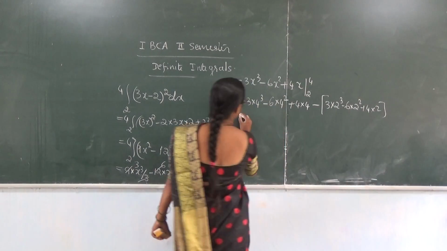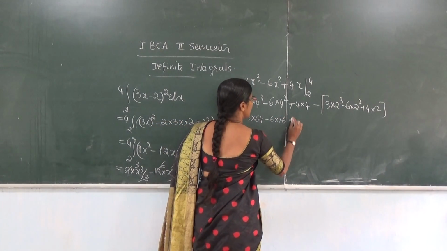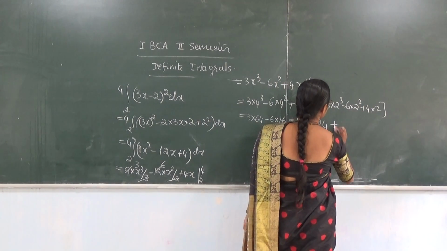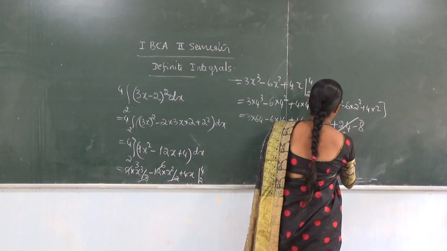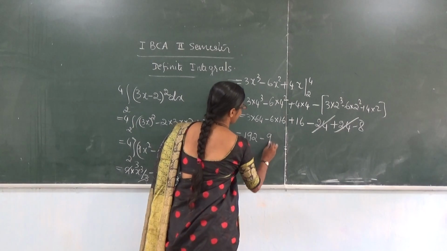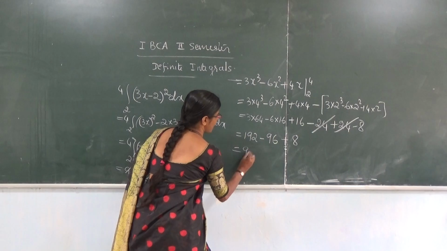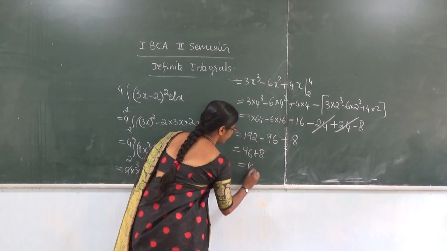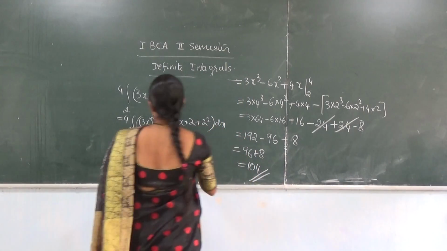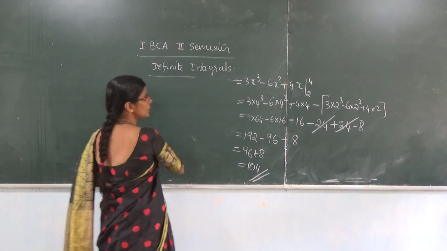So 3 into 64 minus 6 into 16 plus 16, minus 8, 3 eights are 24, 6 fours are 24, minus 8. This cancels. So 192 minus 96 plus 16 minus 8 is 8. So this is 96 plus 8, that is 104. Okay, so this is the next problem. Here also the calculation is very important. You have to do the proper calculation.